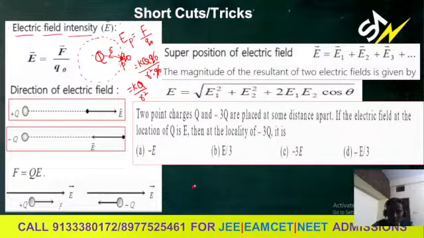For example, there is a 2 microcoulomb and a 1 microcoulomb charge at 2 meter separation. Now I want the electric field at the 1 microcoulomb charge. Then what can you write? It is equal to K into 2 into 10 power minus 6, because micro is 10 power minus 6, by 2 square, which is 4. I did not take the 1 microcoulomb.